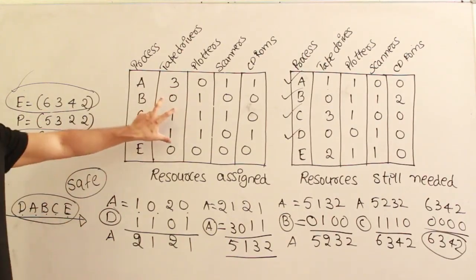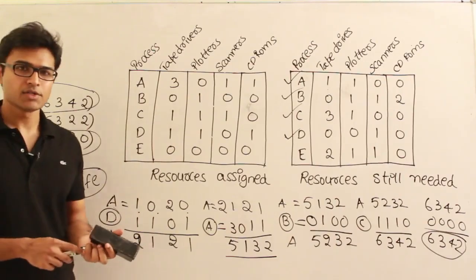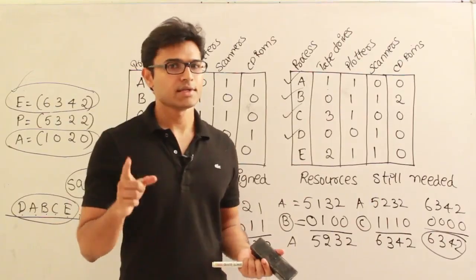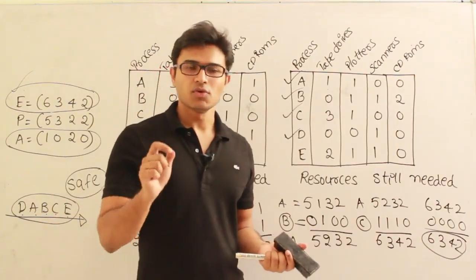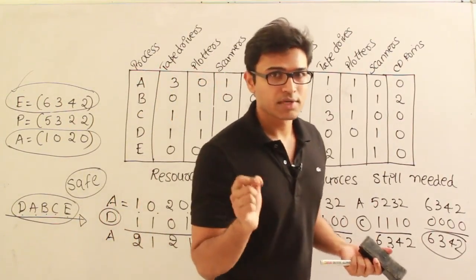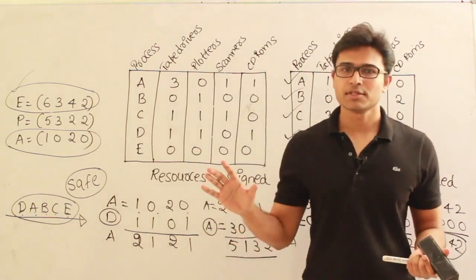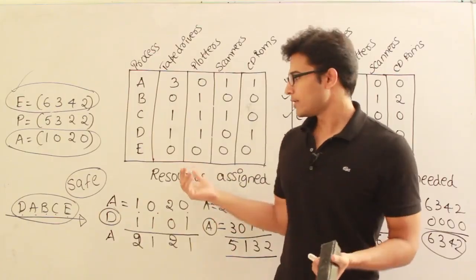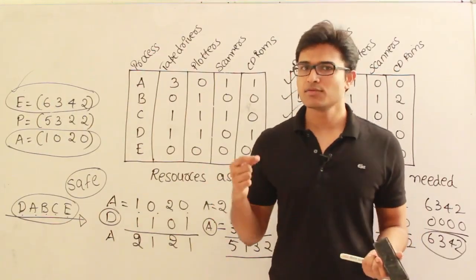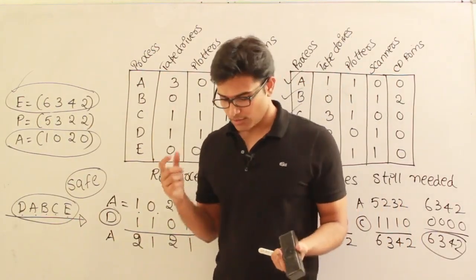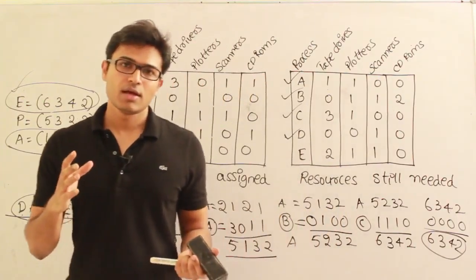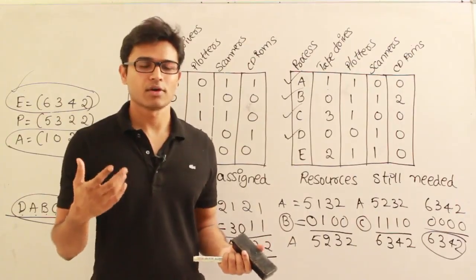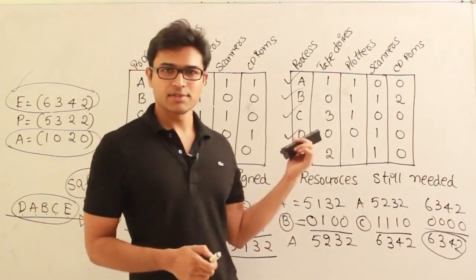So from a state, if you could find out some order in which all the process needs can be satisfied, then such a state is called a safe state. What is a safe state? If you could find out some order in which you could satisfy the needs of all the processes in some way, then that state is called a safe state. Safe state means you are able to find a sequence in which you could satisfy them without having any deadlock. Therefore this one is safe.